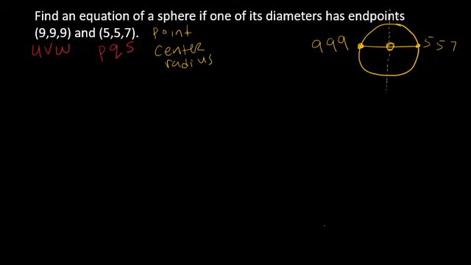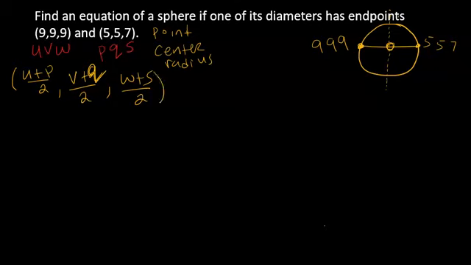Okay? And the midpoint formula is going to be 3 points. So it's going to be a bunch of commas inside a parenthesis. It's going to be U plus P over 2, V plus Q over 2, W plus S over 2. So you can end up with 3 points, just like the endpoints are, you're going to end up with 3 points. So let's go ahead and fill that in. This is called the midpoint formula, for me to find the center.